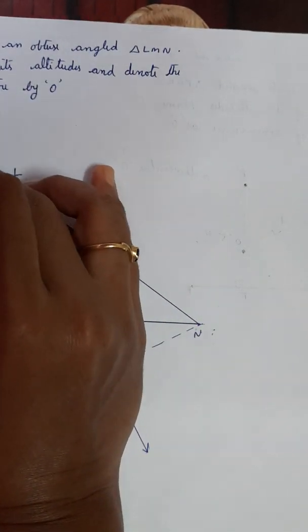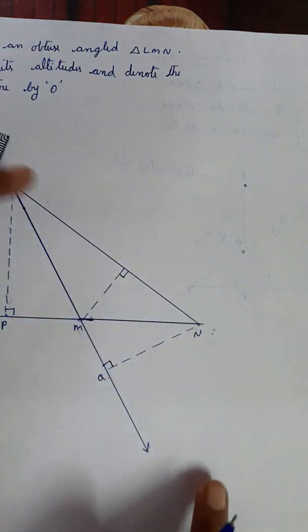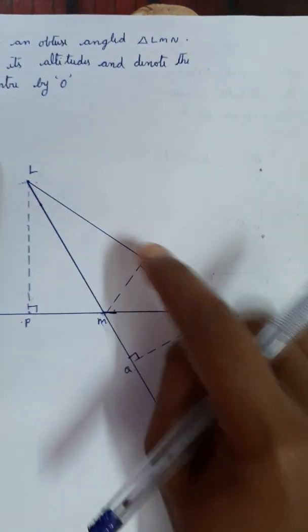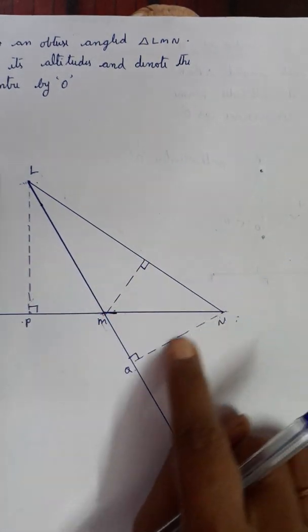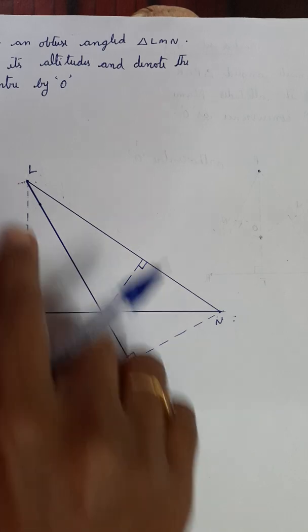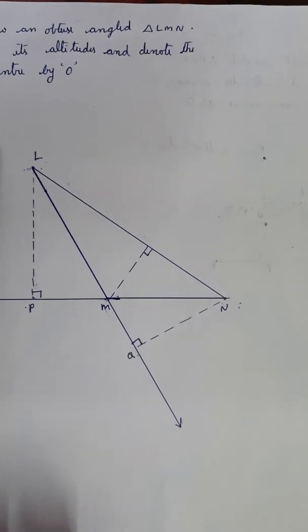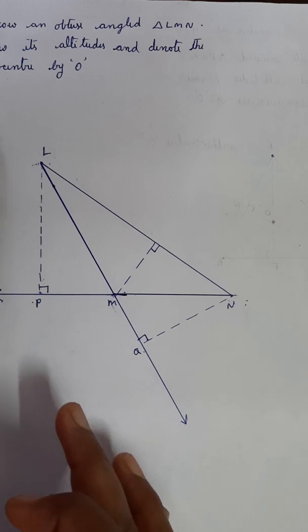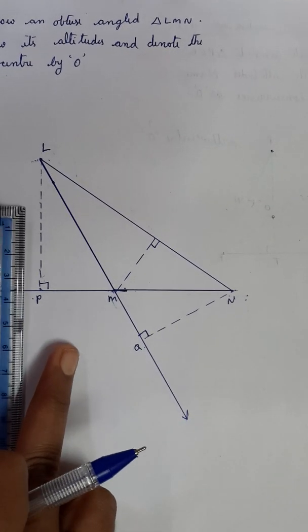So now here it is asked in the question, draw the orthocenter. Orthocenter means the point where the three altitudes meet. See, the first altitude is this LP, the second altitude is MR, the third altitude is NQ. So all three altitudes should meet at one point. That point is called the orthocenter, that is O. So here we are drawing the concurrence point.